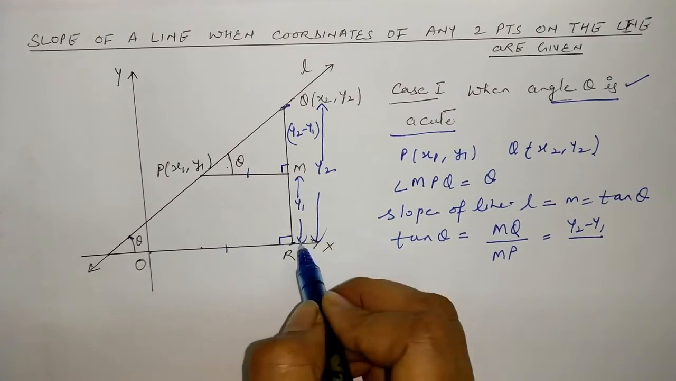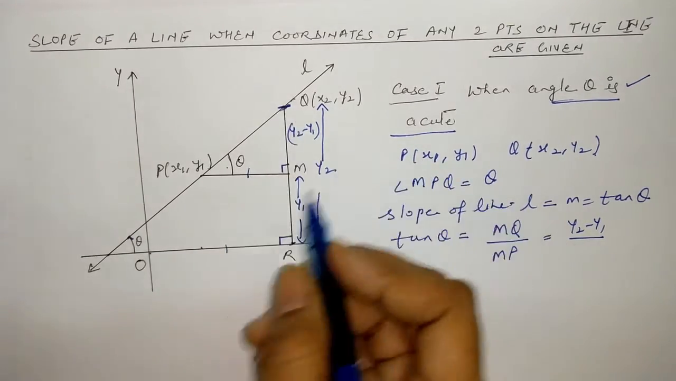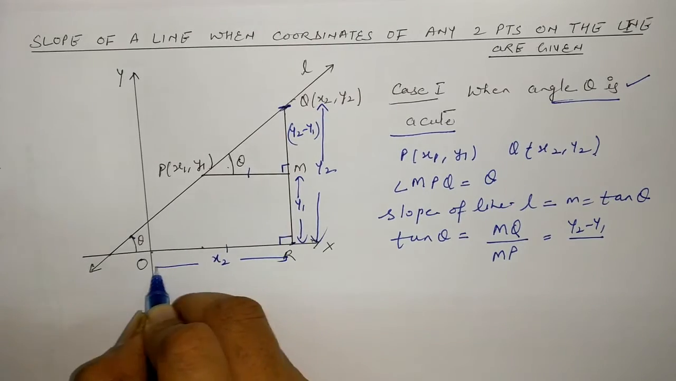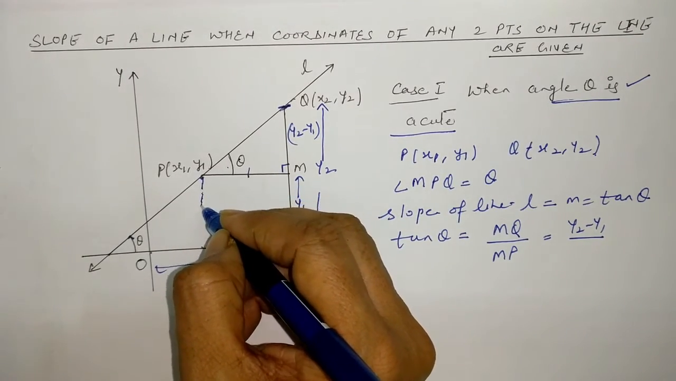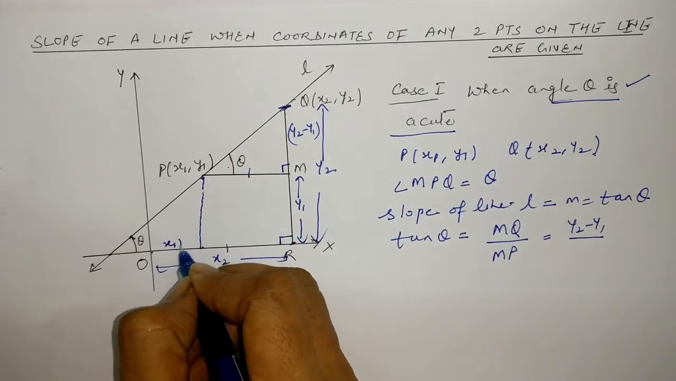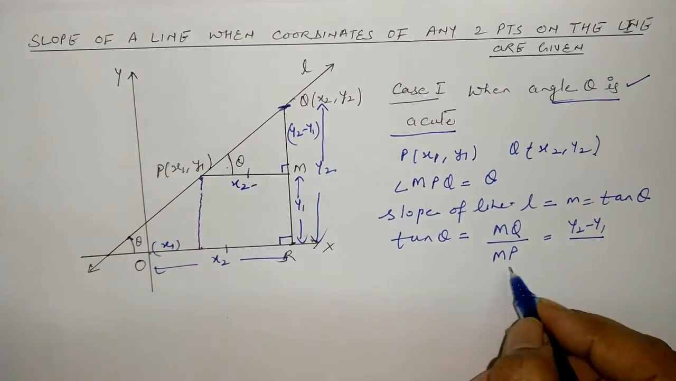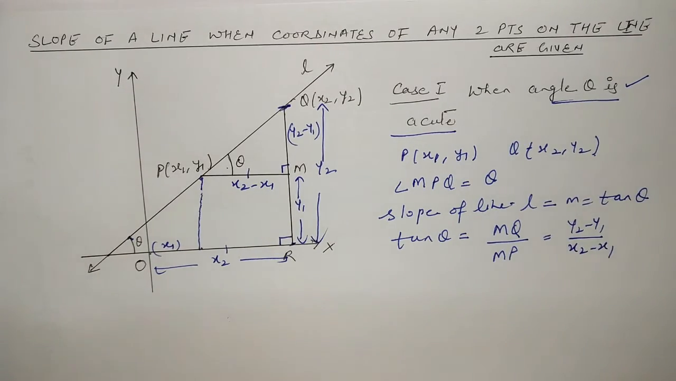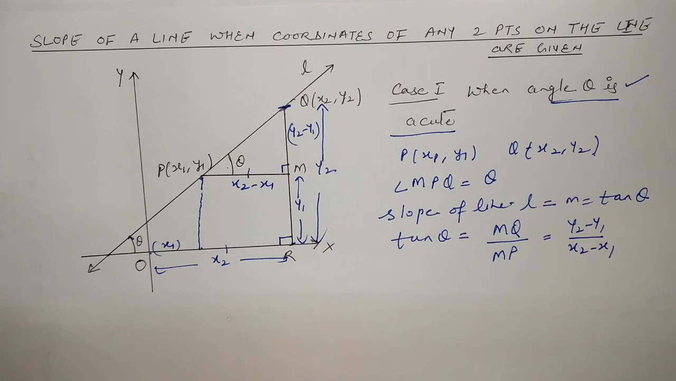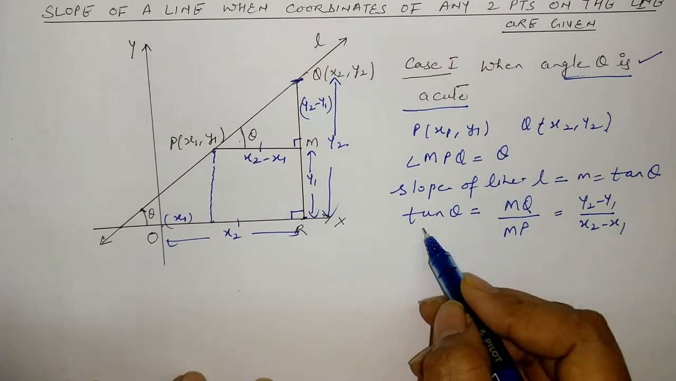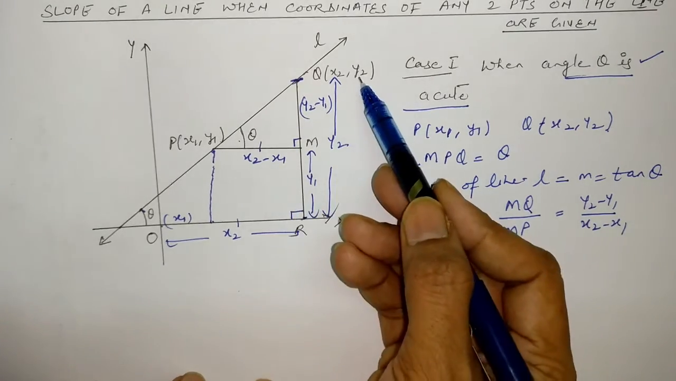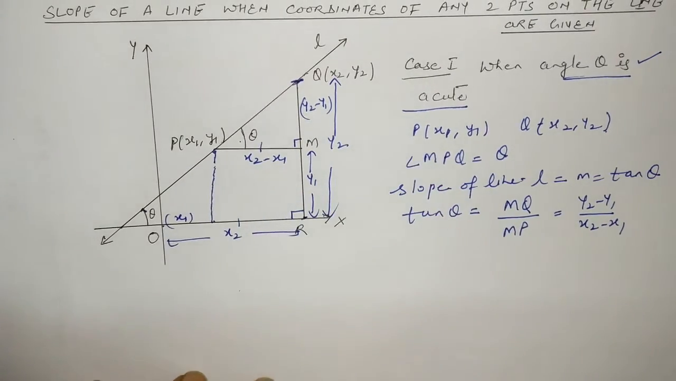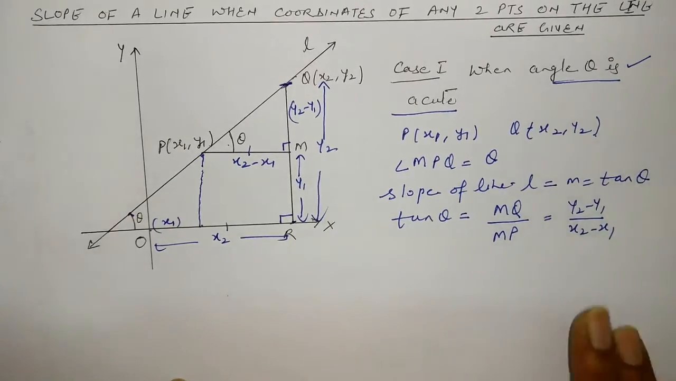Similarly, you can see the x coordinate. This total distance is x2, and the distance till here is x1. So the distance MP is x2 minus x1. So from this equation, we find the slope of a line is y2 minus y1 upon x2 minus x1. So this was the case when angle theta is acute.